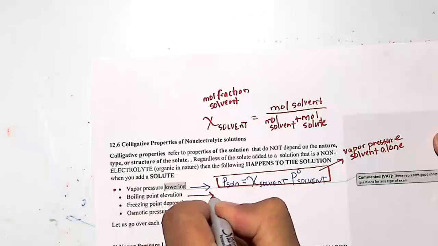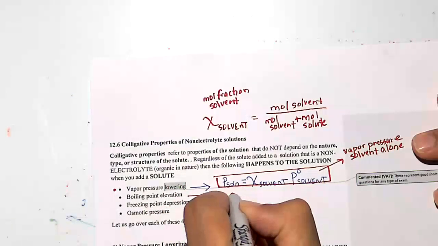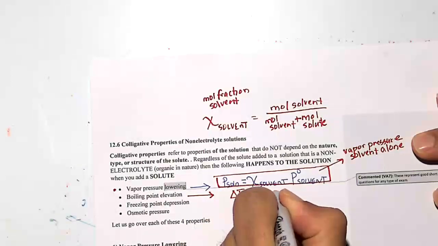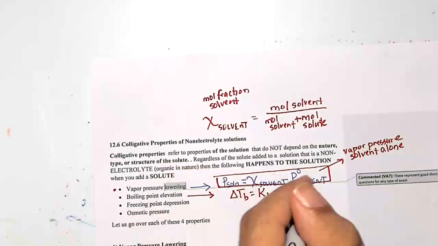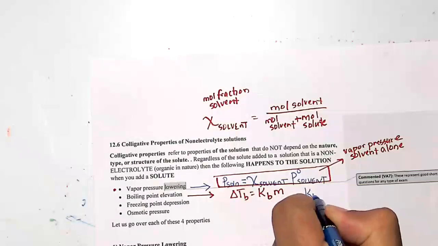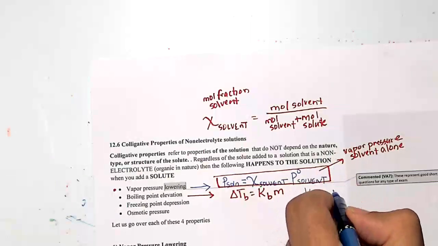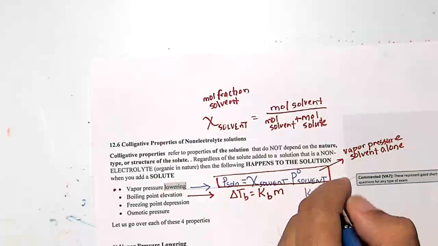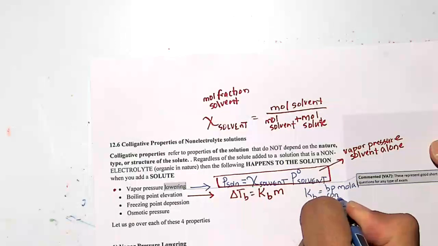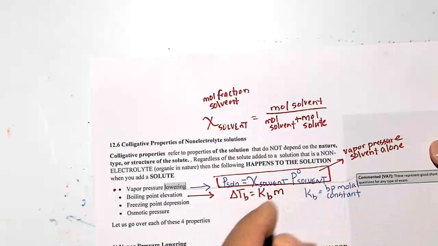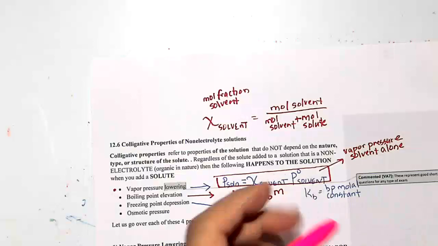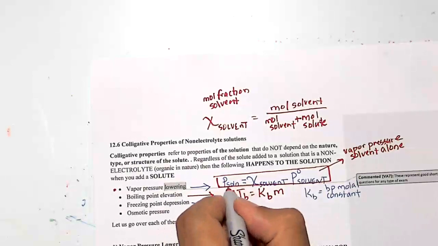The second equation, for boiling point elevation, is going to be delta TB equals KB times molality. KB is another constant. We're going to call that the boiling point molal constant. It's going to be different for different solvents. Each will have a different constant. And then the freezing point depression. I'll give you that on the exam, and I'll give you the constants as well.